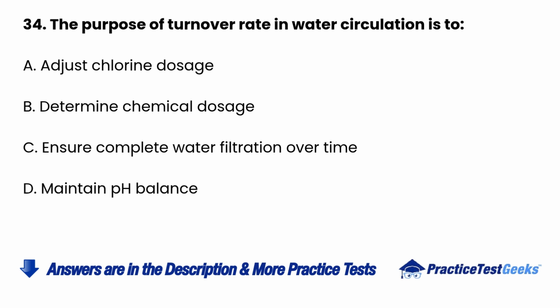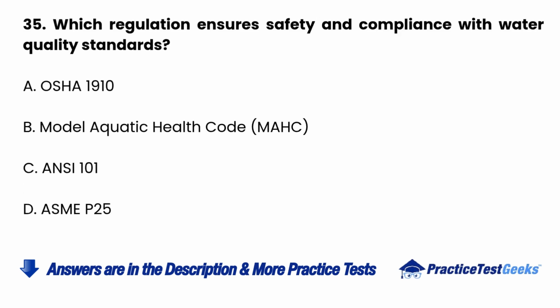34. The purpose of turnover rate in water circulation is to A. Adjust chlorine dosage. B. Determine chemical dosage. C. Ensure complete water filtration over time. D. Maintain pH balance.